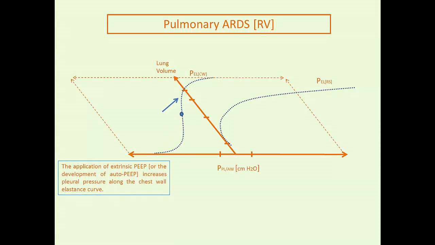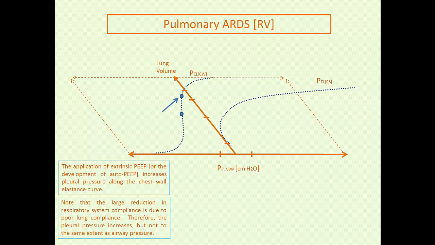Well, the PEEP increases your lung volume. The lungs press out against the chest wall. The compression of the two together increases your intrathoracic pressure from here to here on the x-axis. So your pleural pressure is increased along your chest wall compliance curve. So the large reduction in respiratory system compliance is due to the poor lung compliance. Therefore, the pleural pressure is increased, but not to the same extent as the airway pressure. So at the end of the application of PEEP here, lung volume is increased from here to here.